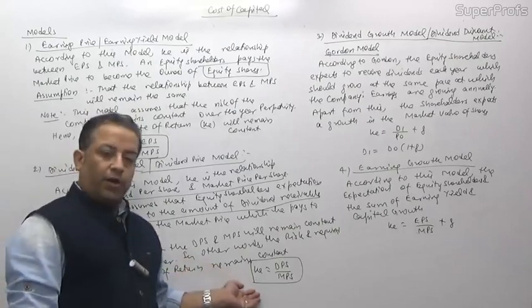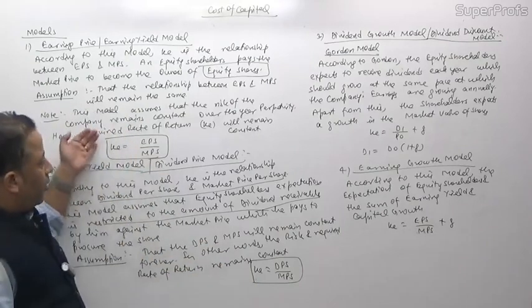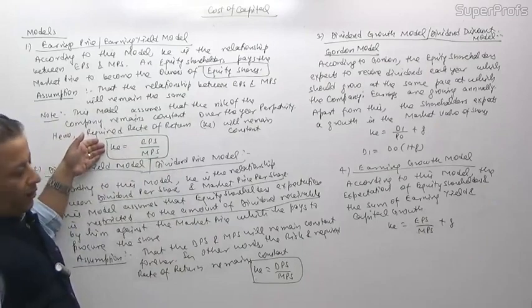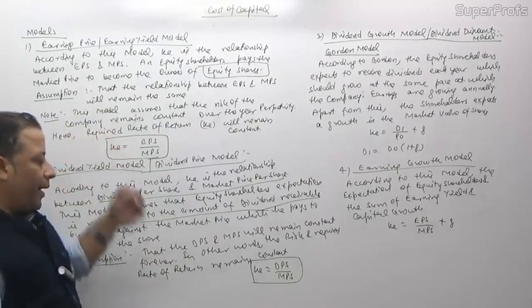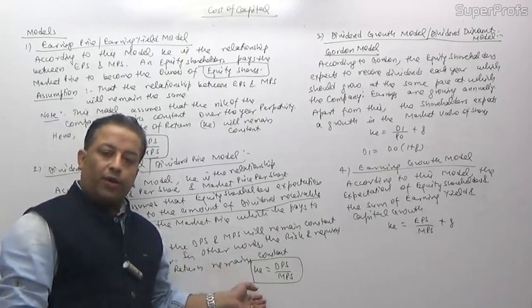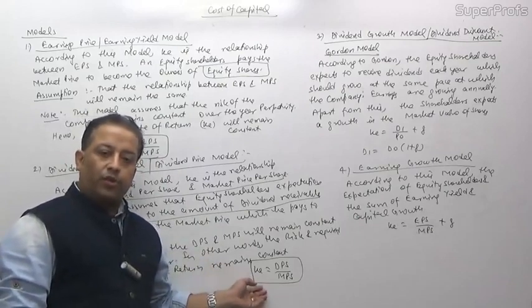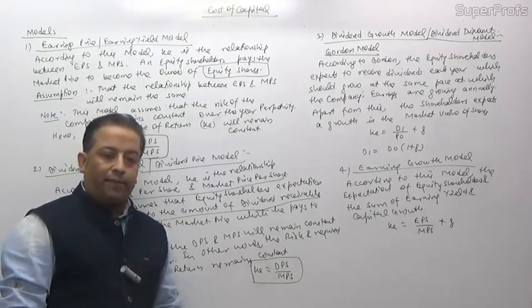As per the earning yield model, the formula to calculate KE is equal to EPS divided by MPS, but in this case, the formula to calculate the cost of equity is equal to DPS divided by MPS.